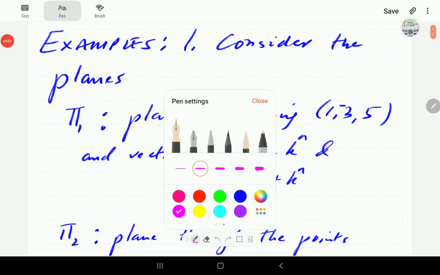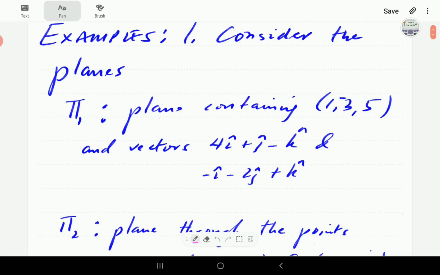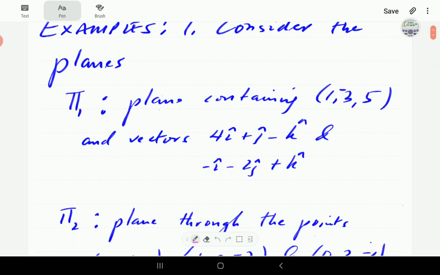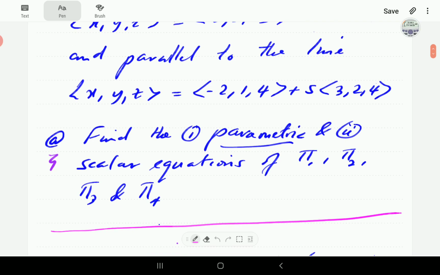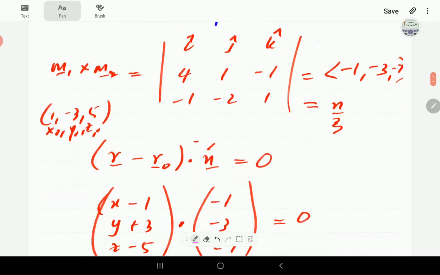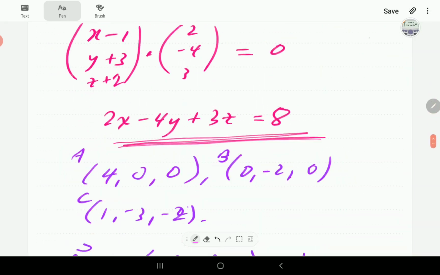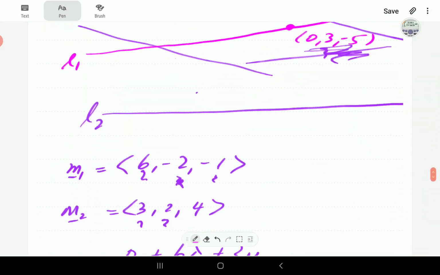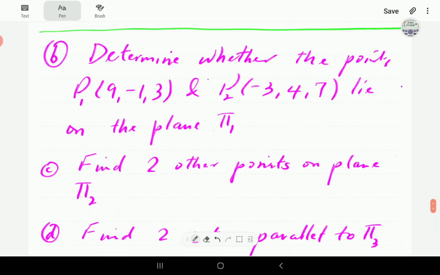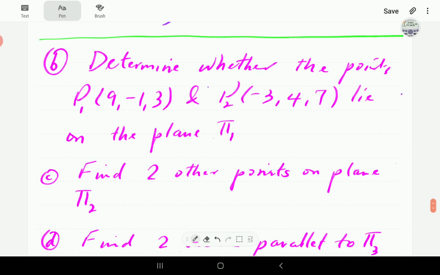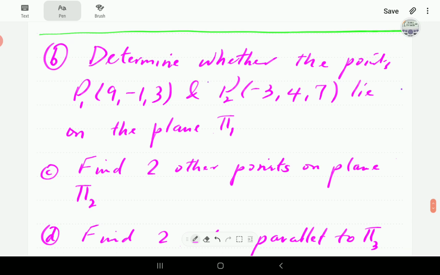Right, in this video we're going to continue with our examples on these 4 planes. In the previous video we just covered part A. So in this video we're going to go to part B, C, and D and E, depending on the time.